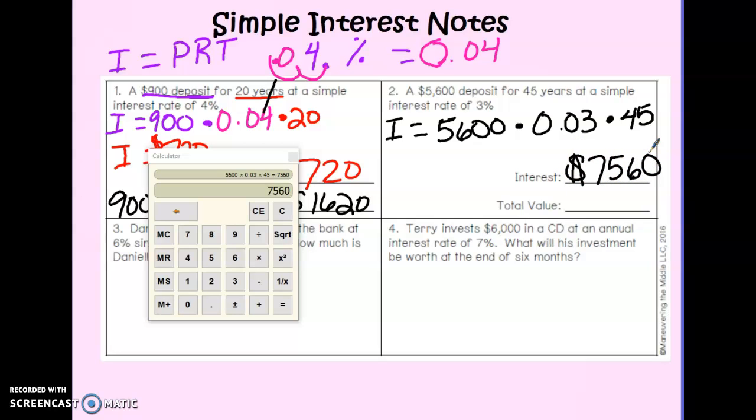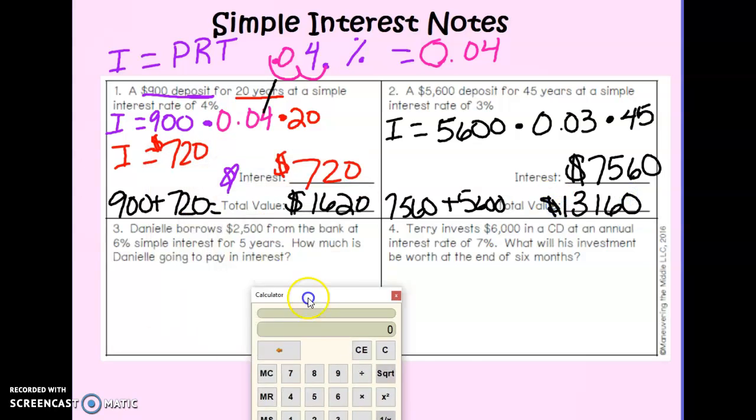Okay, and now to find our total value, we take that and add our initial amount, which was $5,600. So I'm going to add $5,600, and we get $13,160.